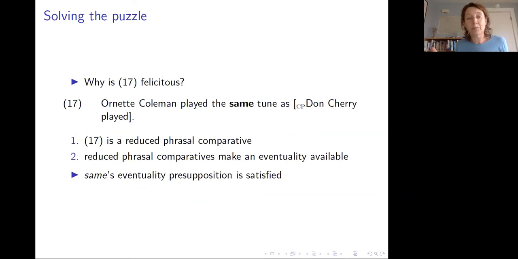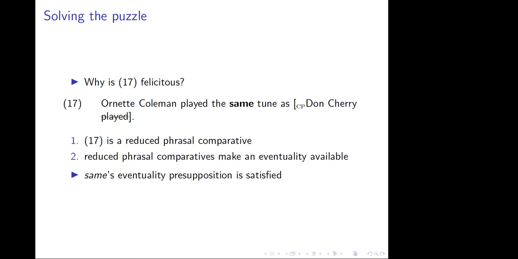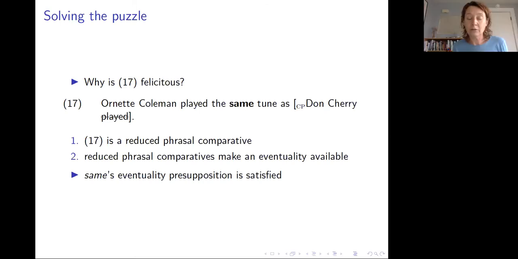Now, we also have to explain why 17 is felicitous. Ornette Coleman played the same tune as Don Cherry. And that's because here we have a reduced phrasal parse available. So as I put in there, or we put in there, Don Cherry played, we have an underlying clausal source. And such clausal sources do make an eventuality available. That means that same's eventuality presupposition is satisfied and 17 is felicitous.